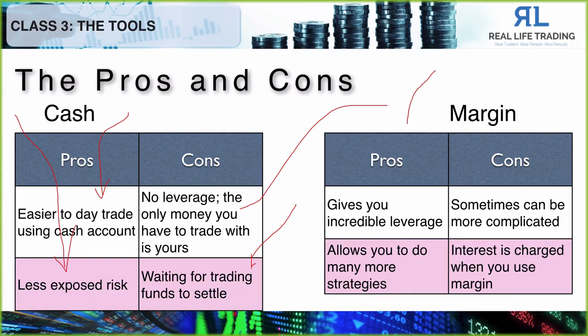Credit spreads, put sales, condors, just buying stock on margin, selling different types of option strategies. Tons and tons. Now the cons: it can be a little bit more complicated. The other con is interest is charged when you use margin. Another con would probably be more exposed risk, but we'll talk about that in a second.